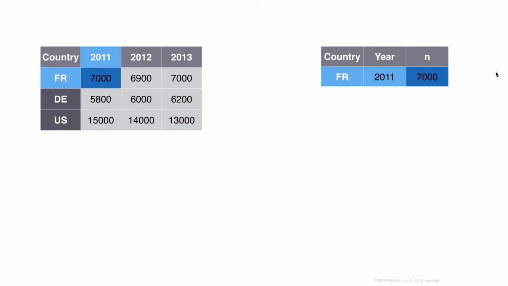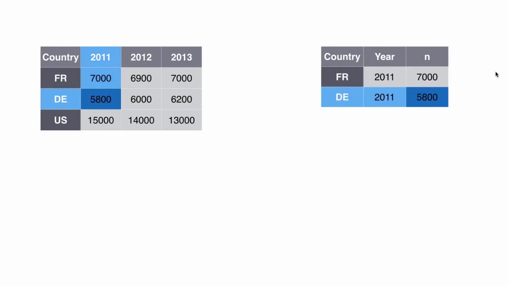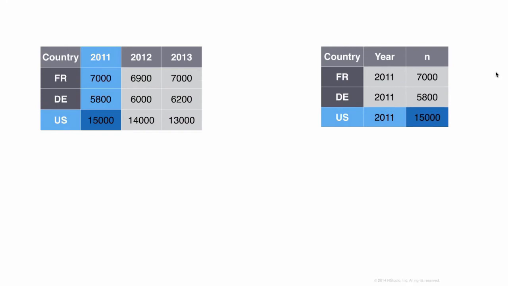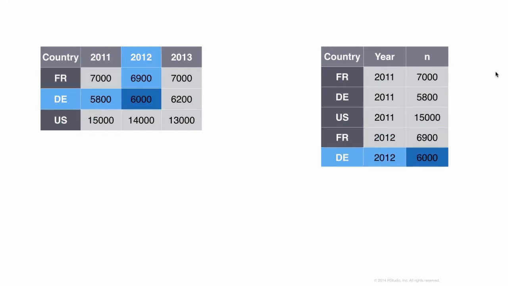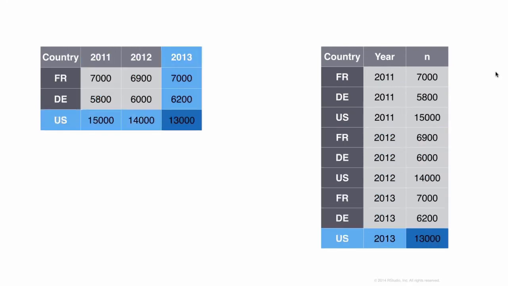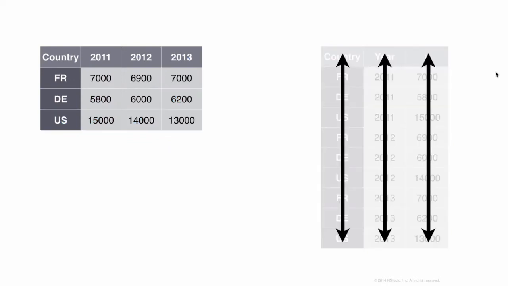We need to have some combination of France, the year 2011, and the n value for that combination needs to be 7,000. We also need a combination of Germany in 2011 with its own value. And basically, we need to port over all of the values in this field of cells into our new data frame. But when we're done, our data frame will look like this. So this is a tidy version of the cases data frame. Now it's very easy to pull out each of these variables by selecting the column name.